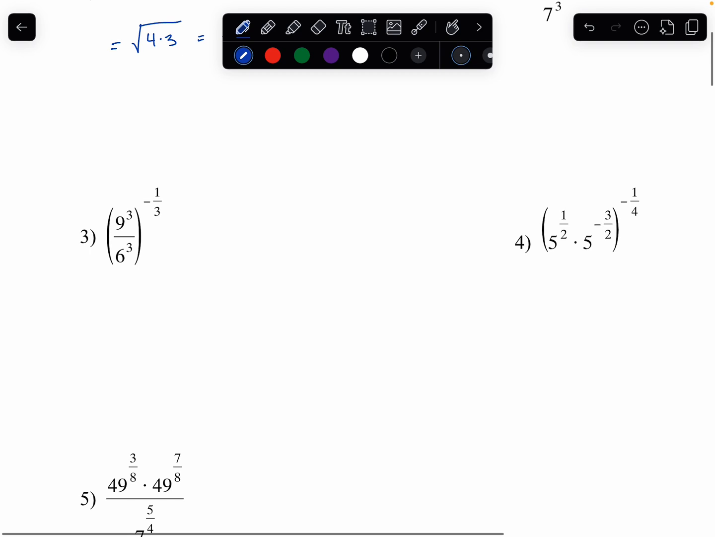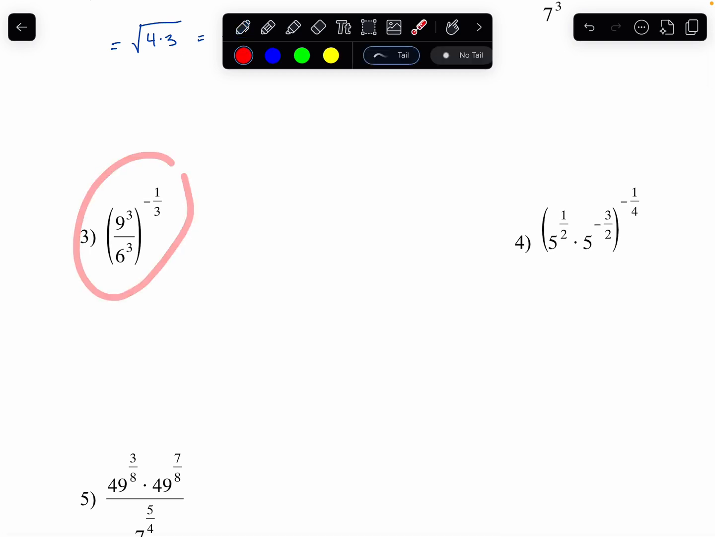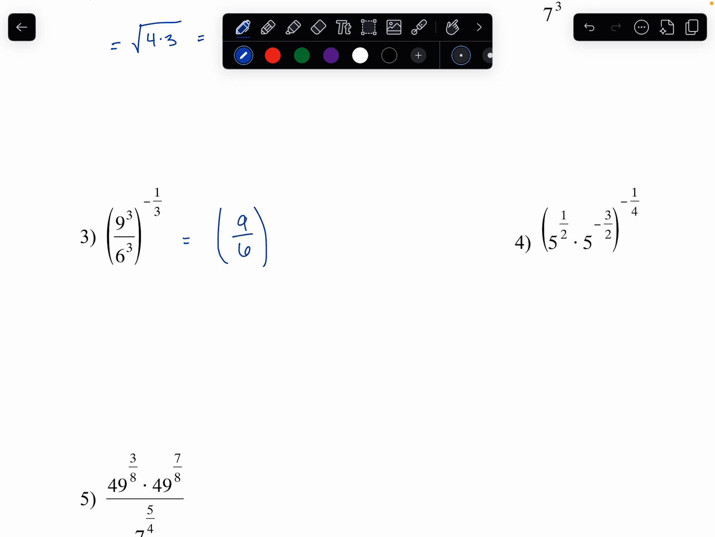Okay. For this next one right here, I was gonna say I can go about this a couple different ways, but maybe not. But no, I guess I can. So because I have a quotient and both these have powers and everything is being raised to the negative 1/3, I could multiply both powers by negative 1/3. I could do that first. Or I could rewrite this to be 9/6 to the third raised to the negative 1/3.